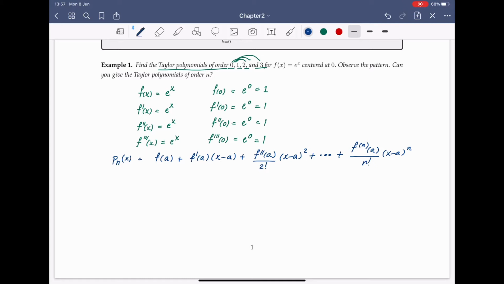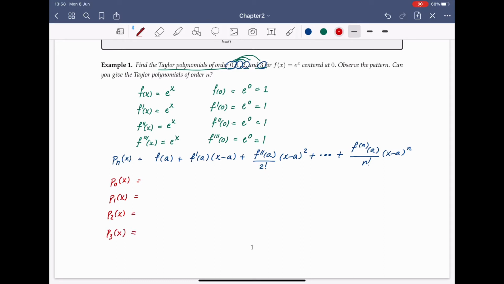Alright, we copy the formula here, and now the question asks you to find the Taylor polynomial of order 0, order 1, order 2, and order 3. It means you need to find p0(x), p1(x), p2(x), and p3(x), right?